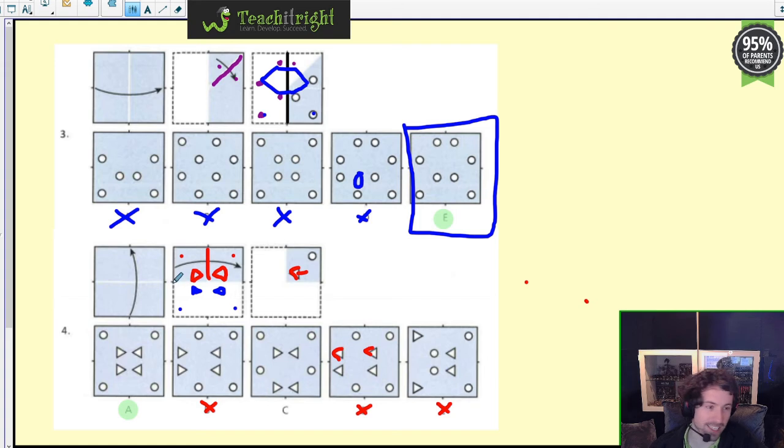And again, my sketches aren't perfect, but they never are. We're not paid to be artists, we're paid to get the answer correct. And what I can tell from the position of these dots down here is that these dots are in the incorrect position, which makes A our correct answer.